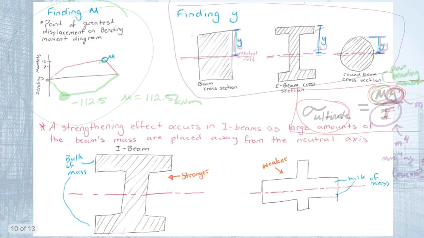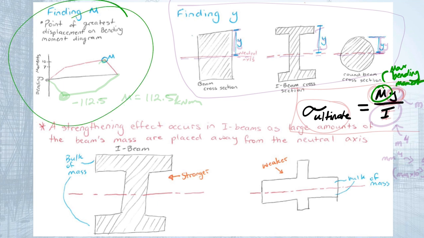So, finding your ultimate bending stress, it's a calculation which is on the formula sheet, and the formula for it is ultimate bending stress equals My on I. So what does that mean? Well, M, we noted before, is your maximum bending moment, and we find that from the bending moment diagram, as you can see in this image. It's the point of greatest displacement on the bending moment diagram.